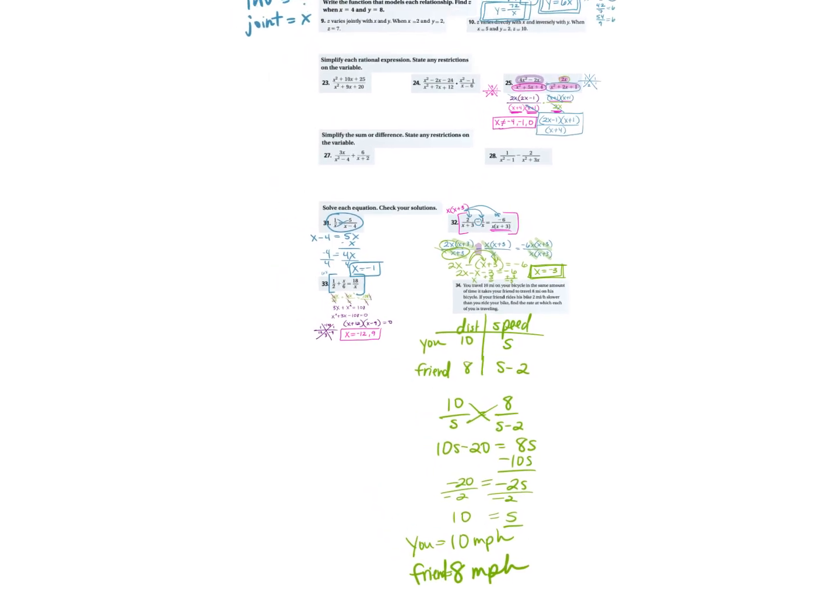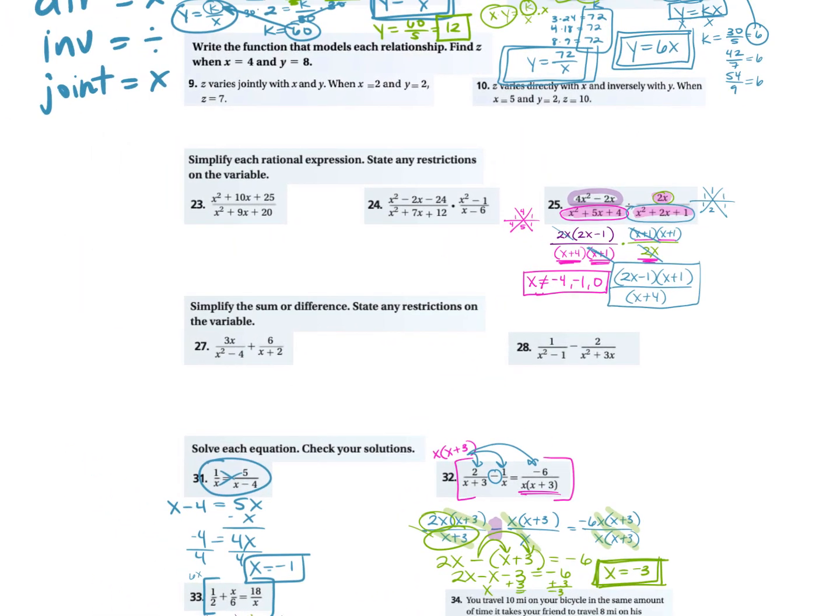Anything else? What are you going to do on 27 and 28? Find a common denominator. You need to make your denominators the same and then simplify. Okay? Did you have one, Jonathan?